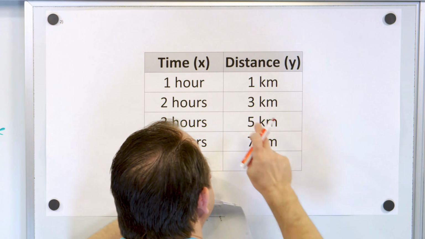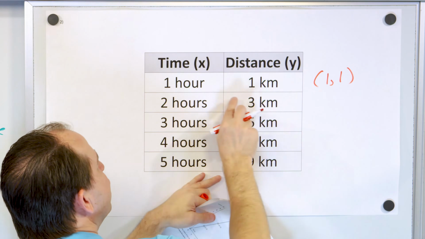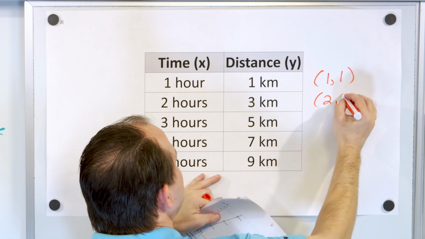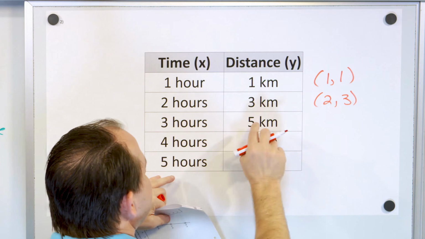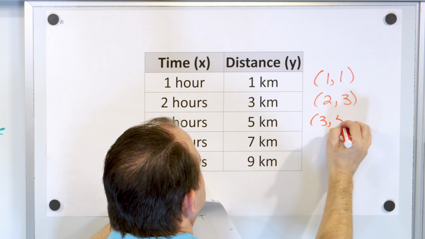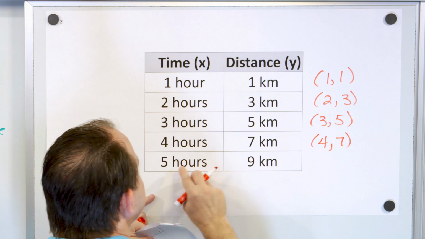So we can make these into x, y points. So here we have 1, 1. This is 2, 3. But don't forget what the numbers represent. This is distance and time, right? 3, 5, and then 4, 7, and then finally 5, 9.